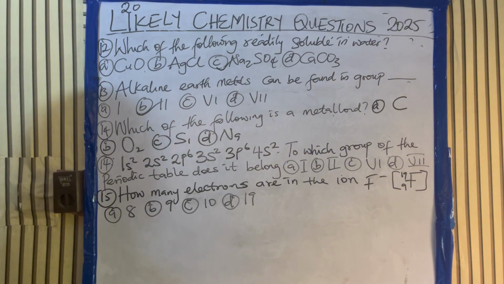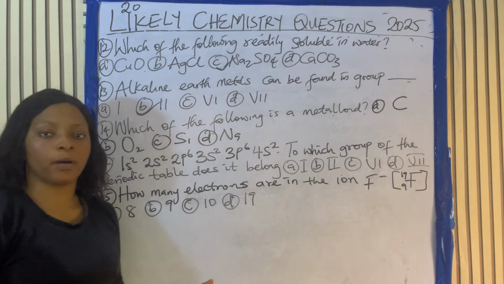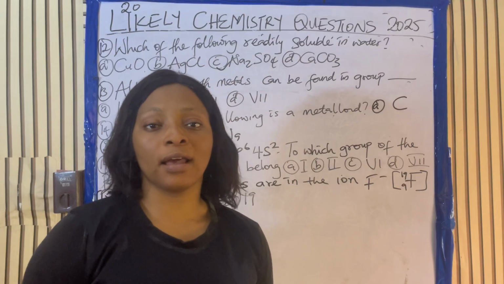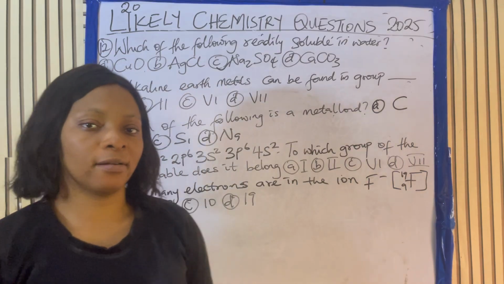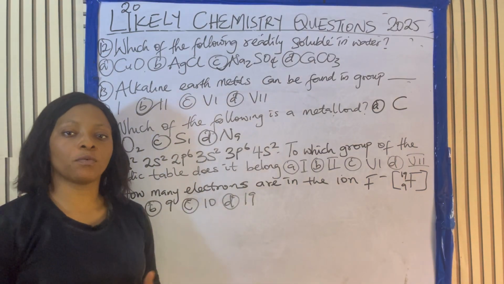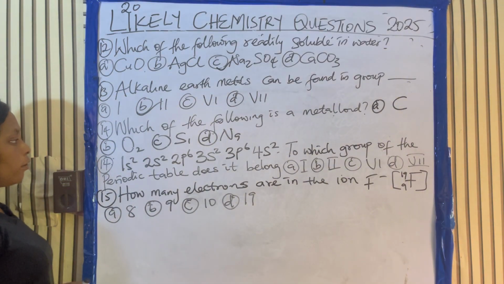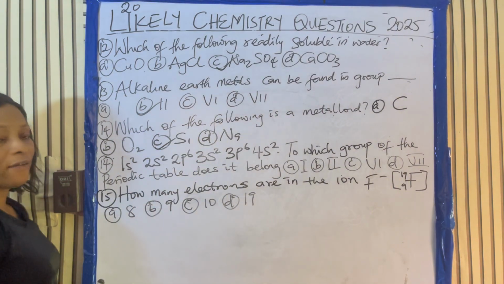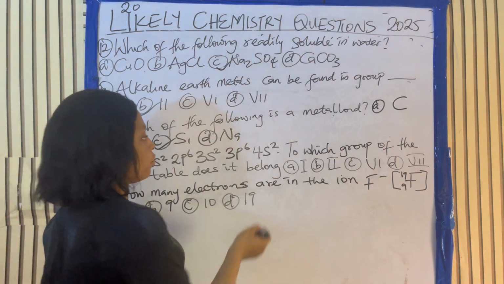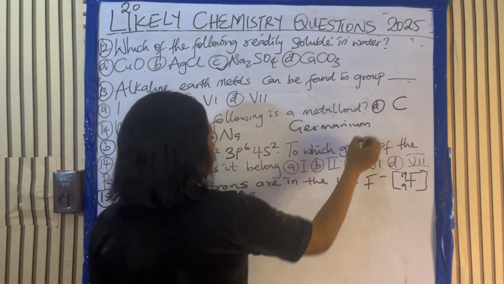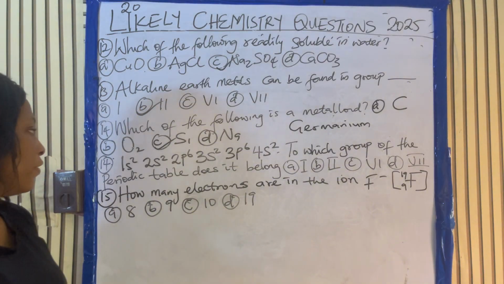Which of the following is a metalloid? Metalloids are elements that exhibit both metallic characteristics as well as what? Non-metal characteristics. So such elements, we refer to them as what? Metalloid. So which one is a metalloid here? Silicon. We have examples of metalloids. We have silicon. We also have germanium. These are metalloids. Please take note of them.